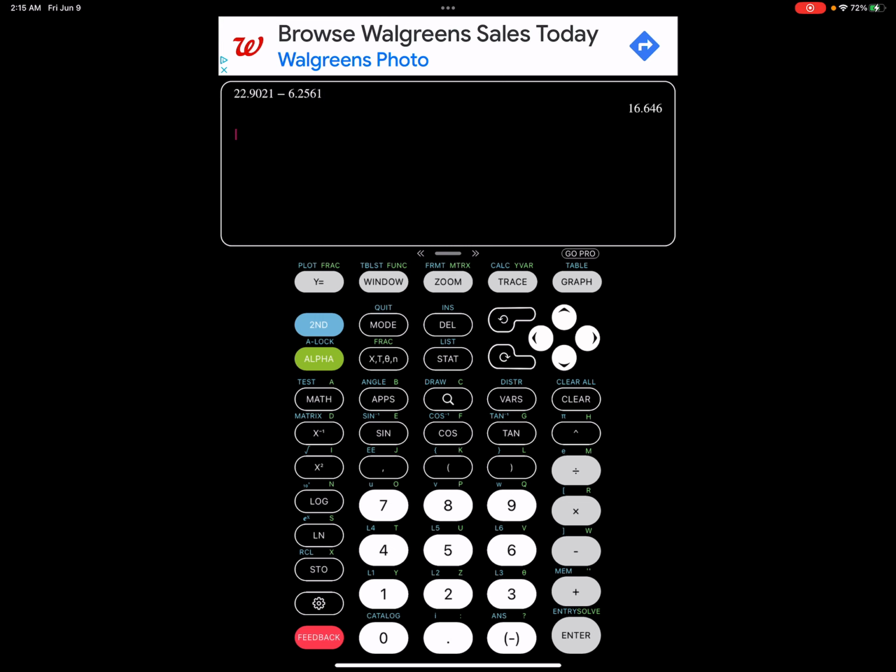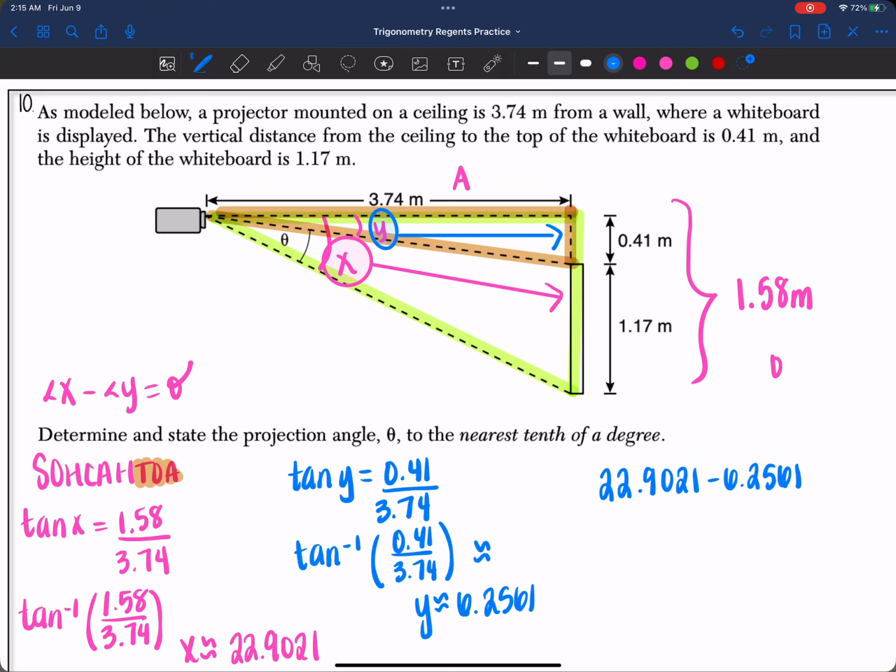Okay, so the angle is about 16.6. So theta is 16.6 degrees. Finished. Whew. One more.